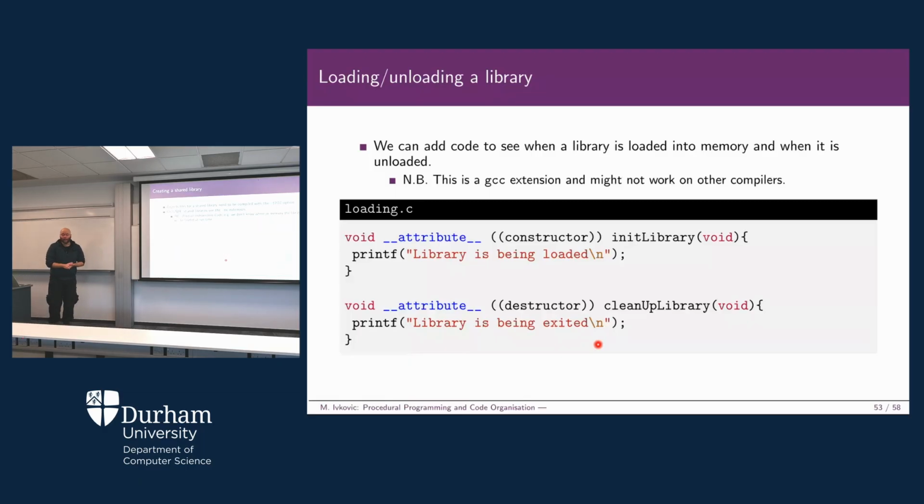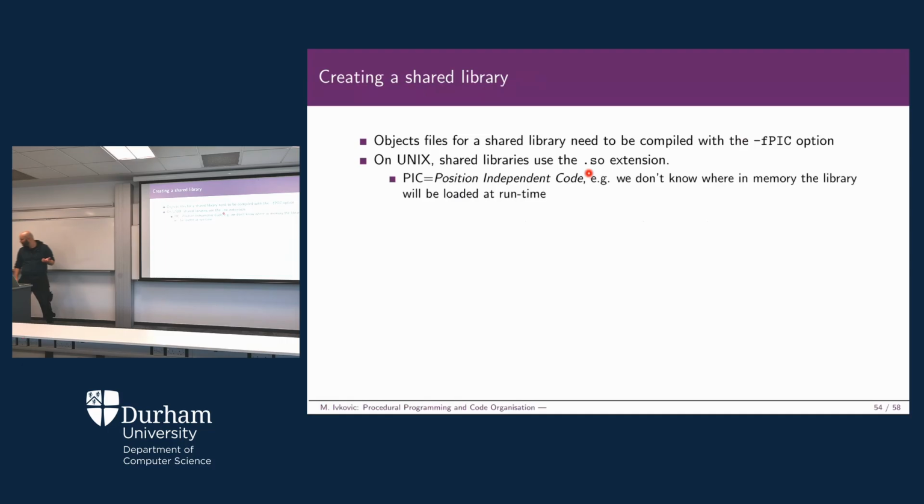So I'll just leave you with this code here, so you can play around with it whenever you are working on it. Okay, now we looked at the static libraries. Now let's look at shared libraries or dynamic libraries, right? We're creating shared objects here, the .so extension. But they need to be compiled with the -fpic option. PIC here stands for position independent code, meaning that we don't know exactly where in memory the library is going to be loaded at runtime.